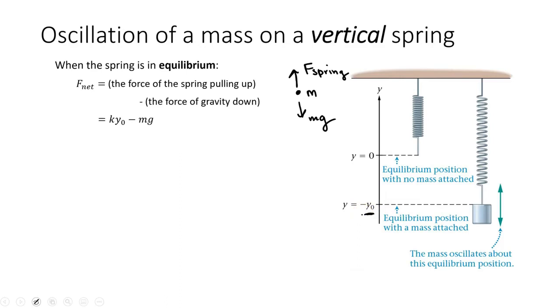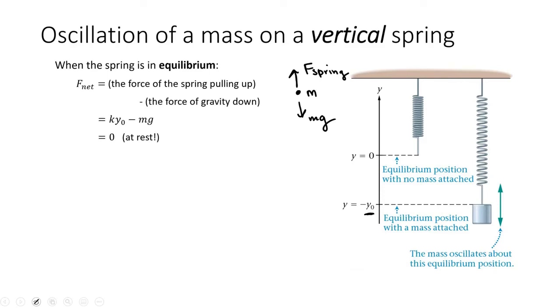Okay, and so then our Newton's second law relationship will look like minus k times minus y naught. And so that's really just k times y naught minus the weight of the mass. Okay, so this is our net force. And when the object is in equilibrium, that means it can be at rest at that location. So that means the net force can be equal to 0, or in other words, k y naught minus mg can be equal to 0.